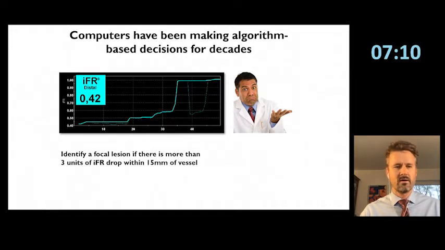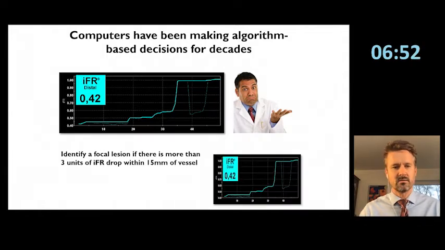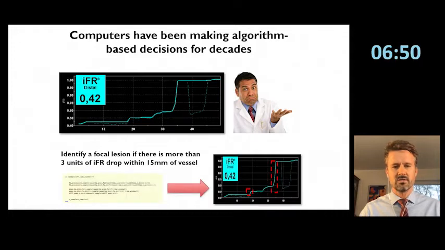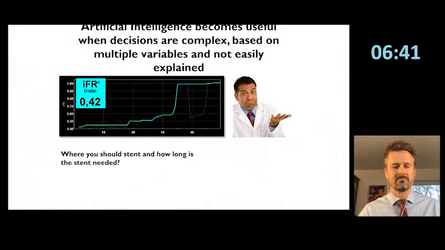Now, if we go a little bit more complex in decision making, if I want, for example, to start looking at whether a lesion is focal or diffuse, I can, again, tell the computer with specific properties and say, if there is more than 3 units of iFR drop in a given segment of the vessel, the computer will call it focal and tell me that this is potentially an area to stent. So again, for that, I do not need artificial intelligence, and it is a very simple code to write based on pressure and time.